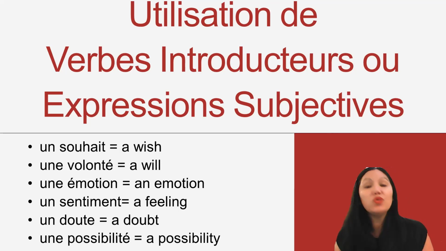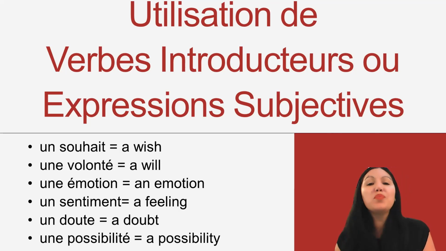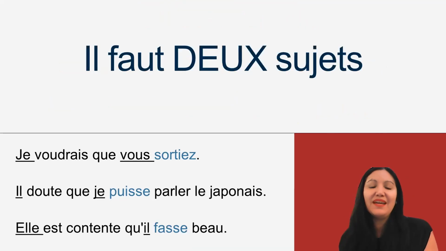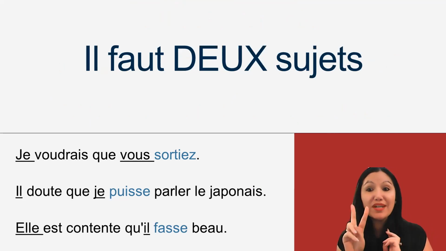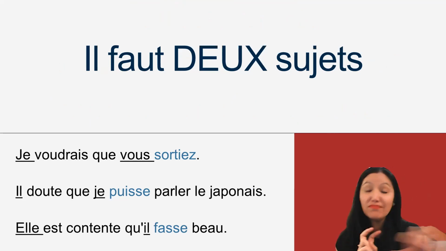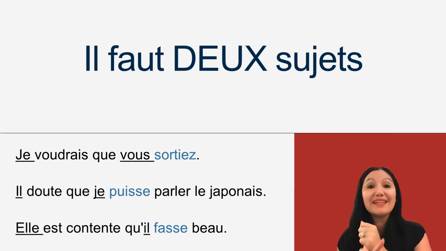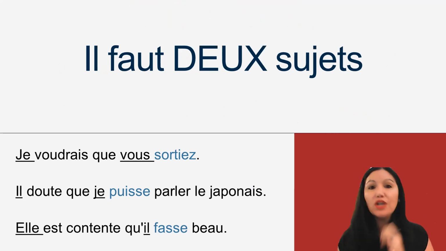Un souhait, une volonté, une émotion ou un sentiment, un doute ou une possibilité. Voilà, that's the second key. And the third key, which is just as important as the others, is that il faut deux sujets. You need two different subjects. One subject in your first part, and after the que, there needs to be a second, un deuxième sujet. You can't have the same in both.